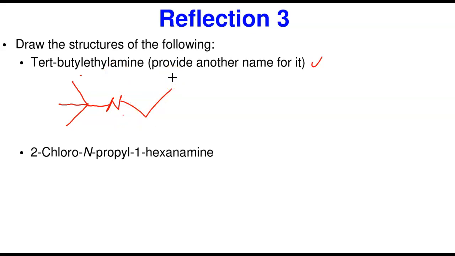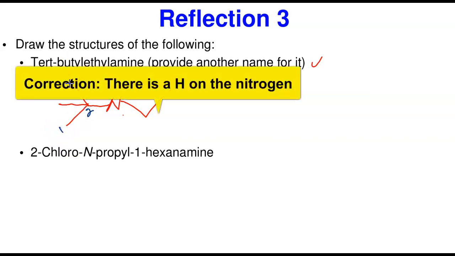You say provide another name. To provide another name, which is the IUPAC name, what do we do? We're going to first of all count and see the longest chain. What is the longest chain here? This is 1, 2. This is 1, 2, 3. Oh, these are our longest chain. So 1, 2, and 3 is my longest chain, which is propane. So this is propenamine.